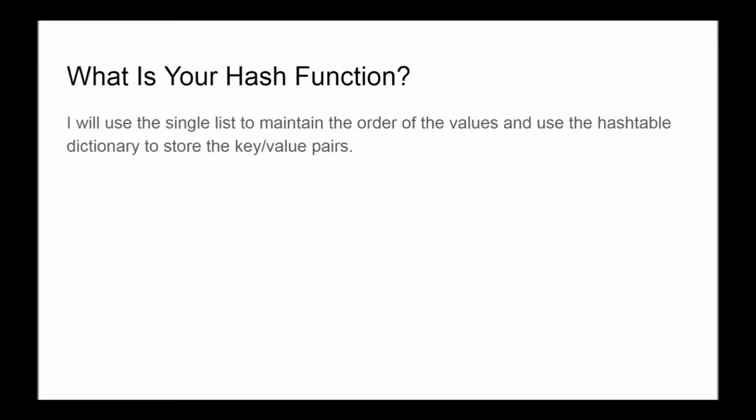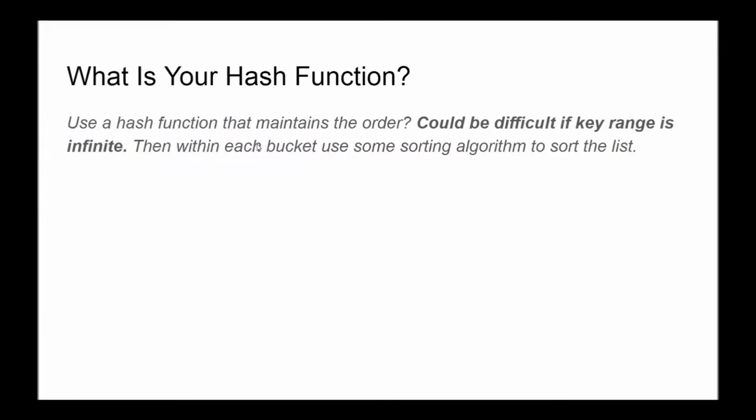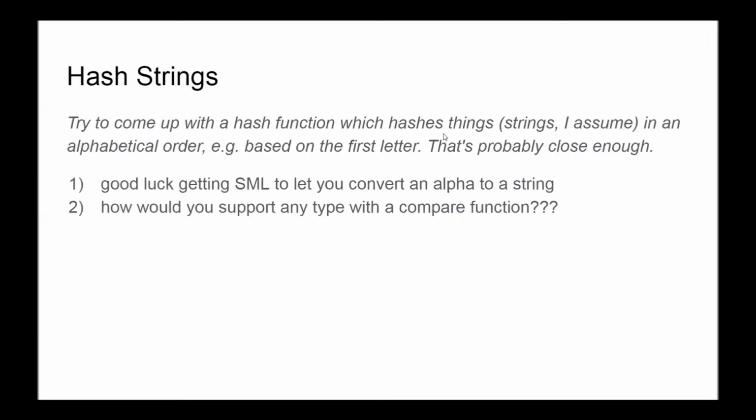Many people who built it as a single list dictionary did some combination of things. This person had a single list and a hash table to keep the key value pairs. A lot of people said, use a hash function that maintains the order, which is getting into the fact that this could be difficult, right? There's a number of people who went down this road. One of the nice ones was trying to figure out, well, I'll assume it's a string, right? And build a hash function based on the first letter and everything.